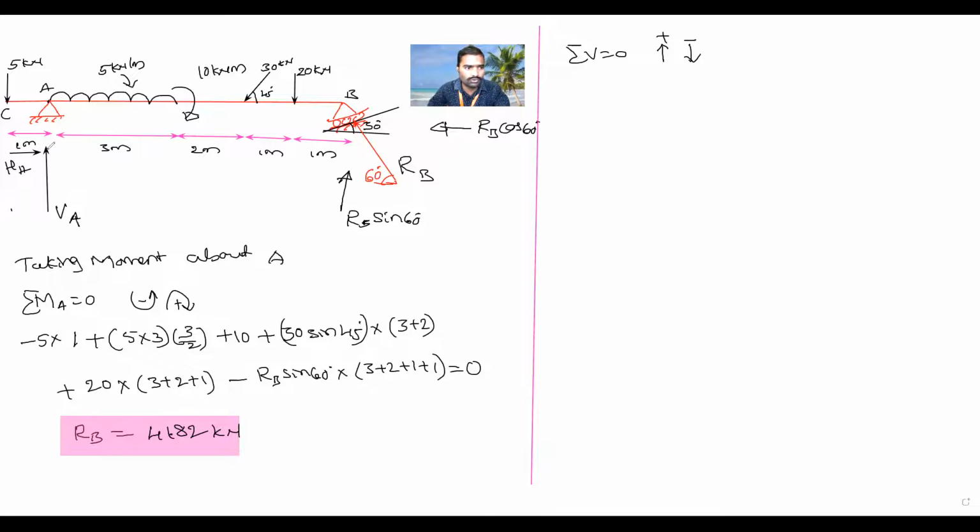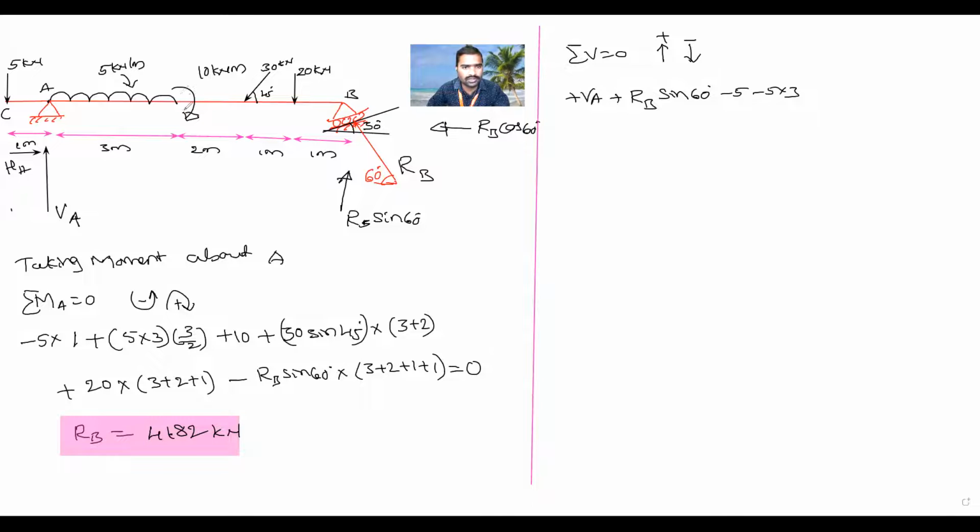So what are the forces moving in vertical direction? VA plus, next again, RB sin 60. That is plus RB sin 60. These are vertical moving. Then what are the downward moving forces? That is 5 kilonewton, minus 5. This is UDL. UDL should be converted into point load. That is 5 into 3, minus 5 into 3.